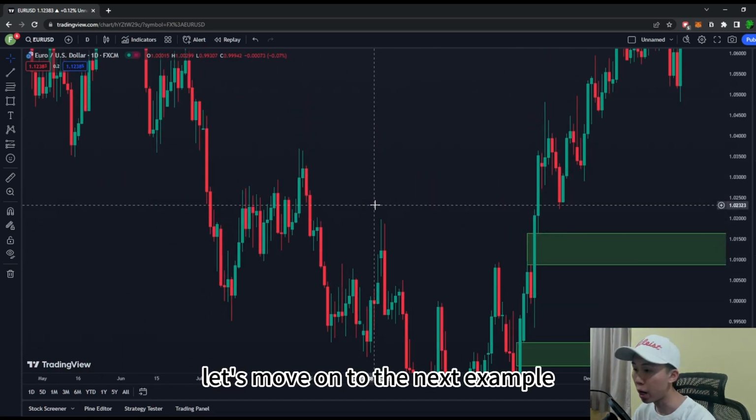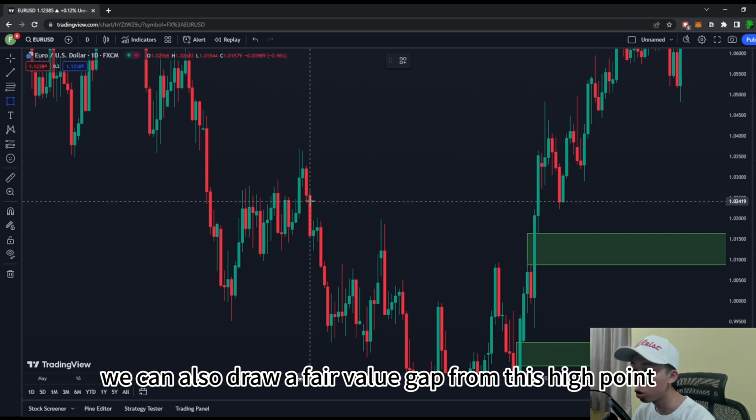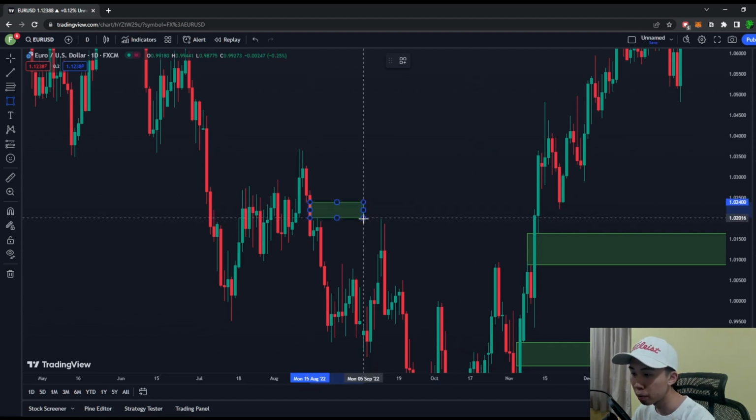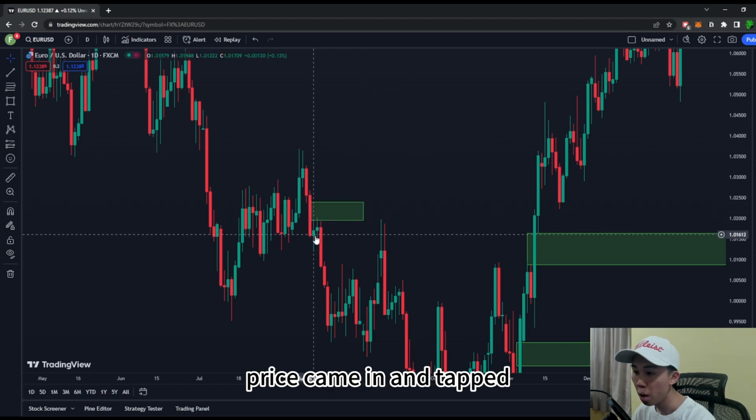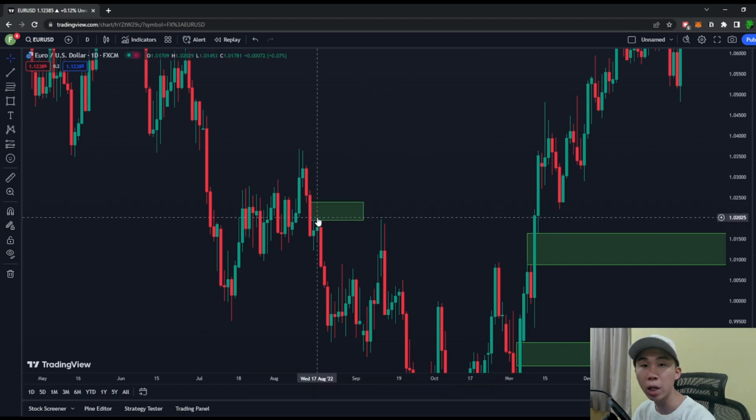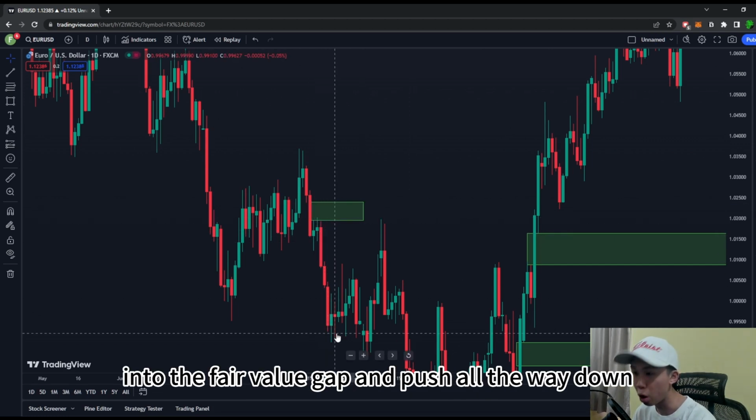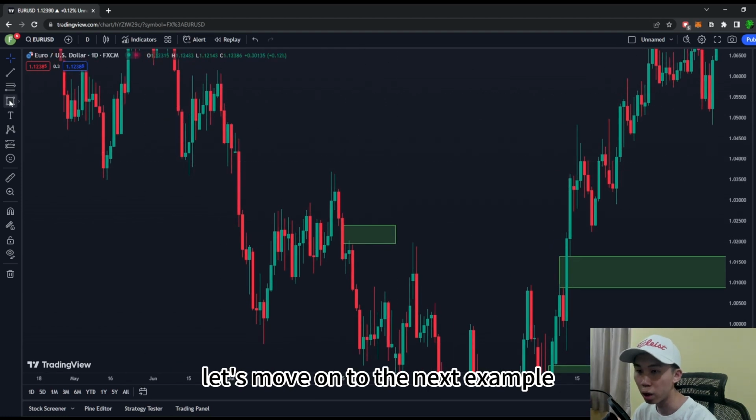Let's move on to the next example. We can also draw a fair value gap from this high point to this low. As you can see, price came in and tapped into the fair value gap and pushed all the way down. Let's move on to the next example.